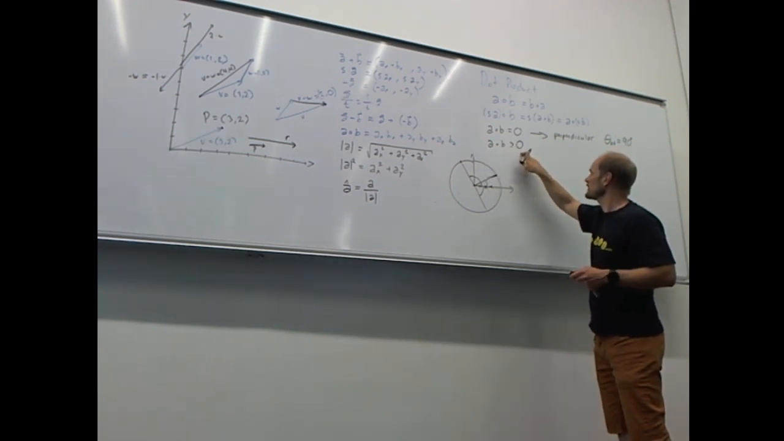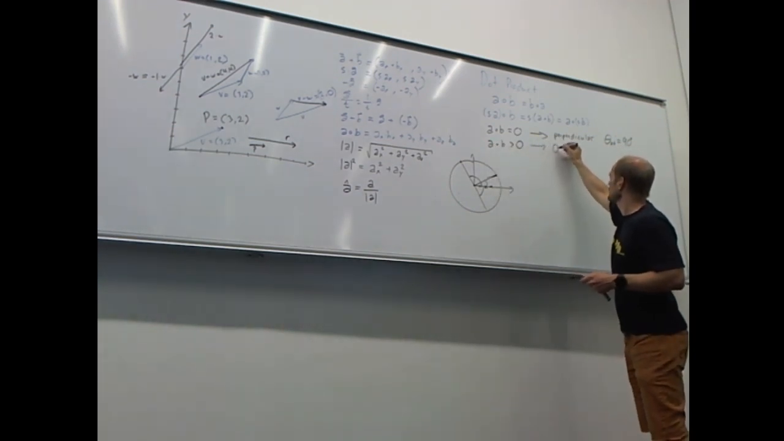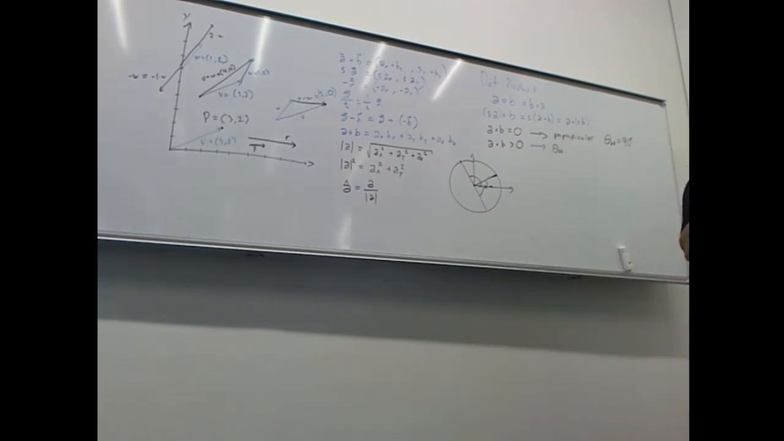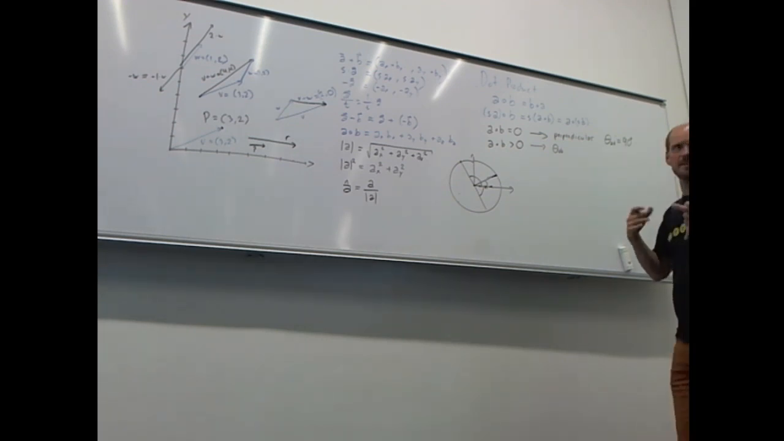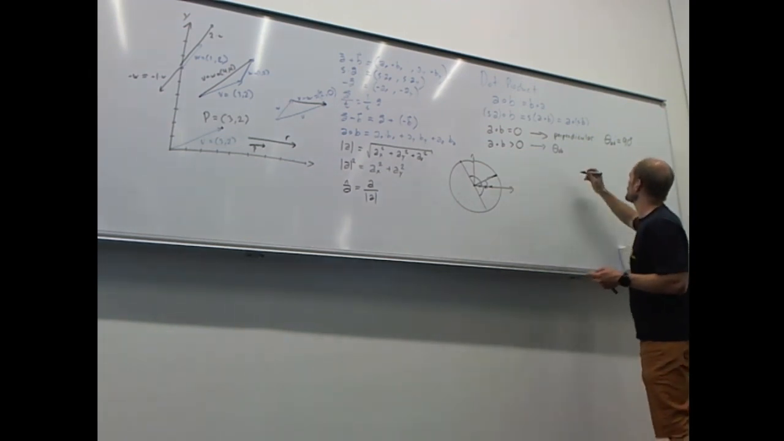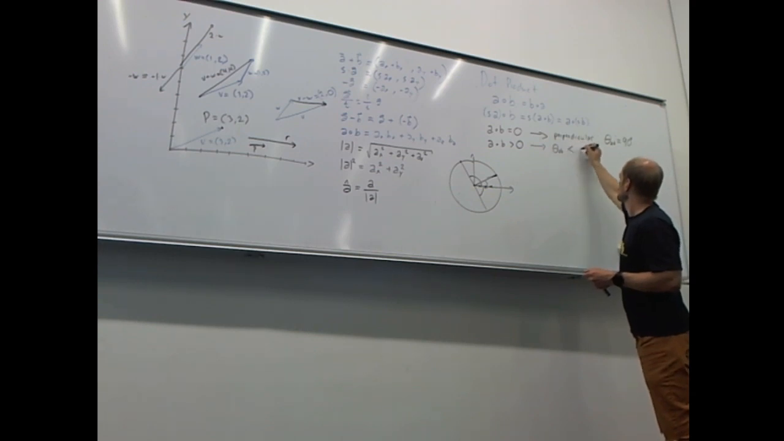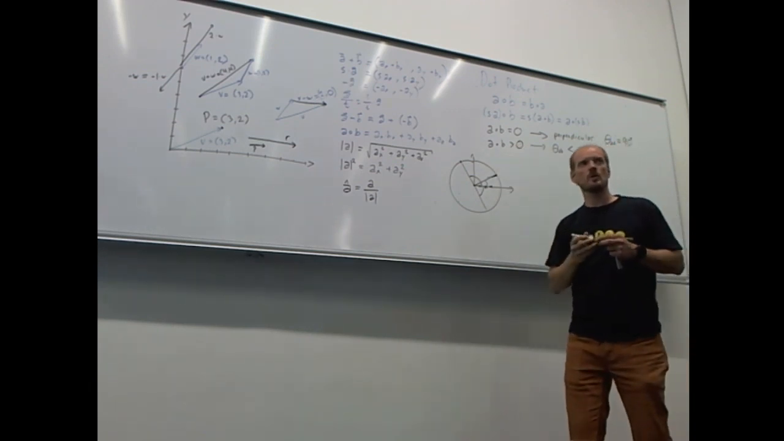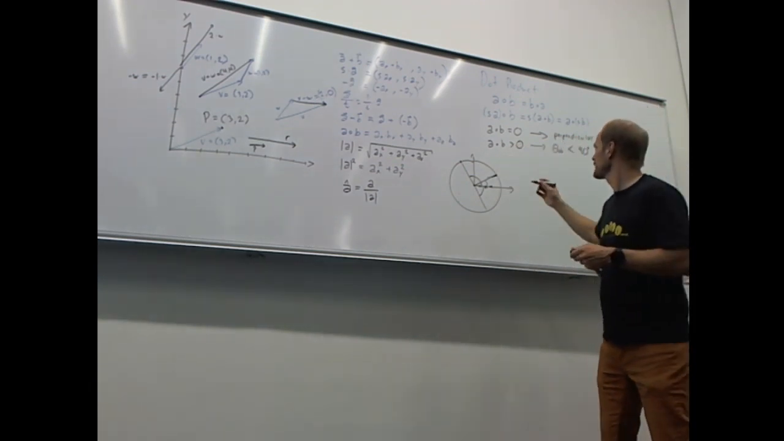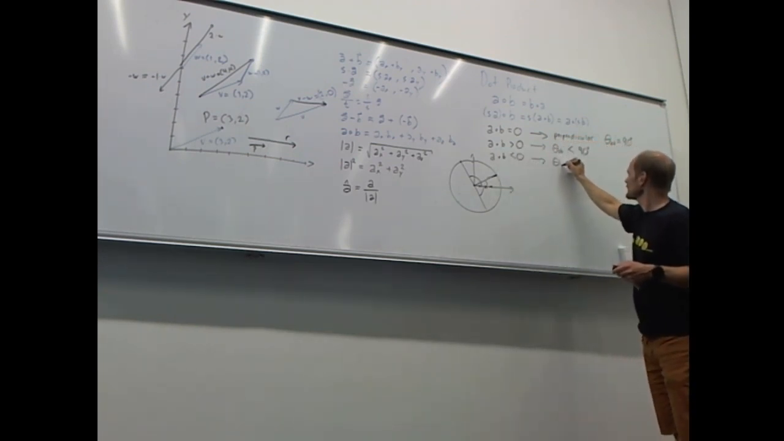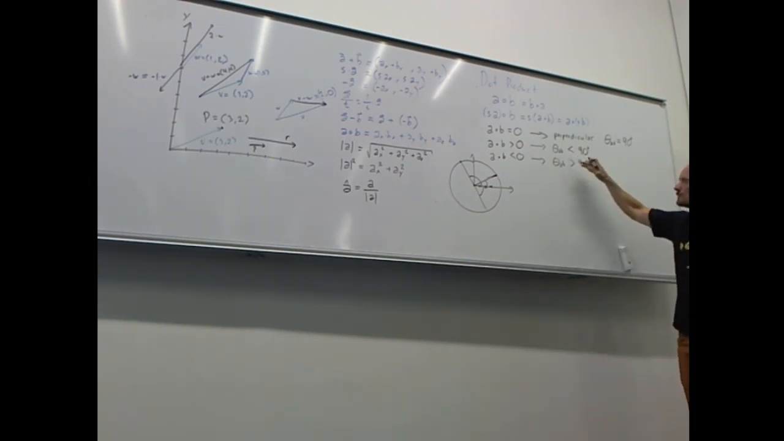But this tells us that if the dot product is bigger than 0, what does that tell us about the angle? Angle from A to B. Bigger than 90 degrees, smaller than 90 degrees. Okay, so smaller than 90 degrees. So if A dot B is bigger than 0, we have an acute angle. If A dot B is smaller than 0, that tells us it's bigger than 90 degrees, which means we have an obtuse angle. So acute angle, obtuse angle.